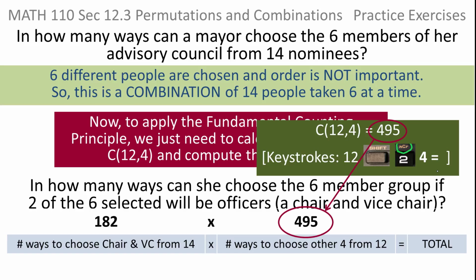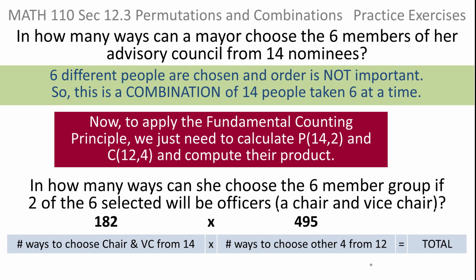And finally, this is your first subtask, this is your second subtask, and by the fundamental counting principle, you take the product of those 2, and that would be 90,090 different ways that the mayor could choose a 6-member advisory council from 14 nominees if 2 of them are going to serve as officers. 1 is chair and 1 is vice chair, and the other 4 can just be on the council.